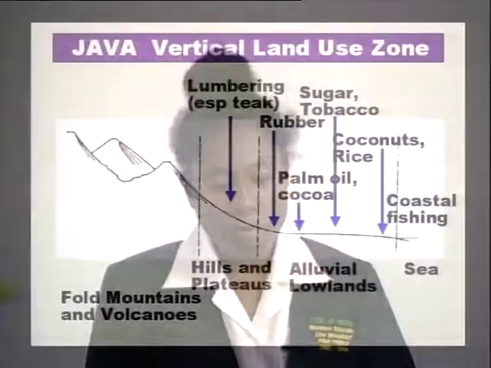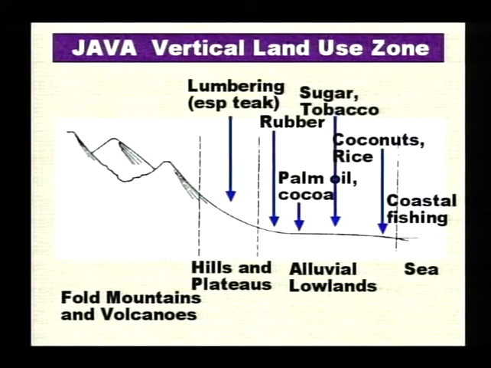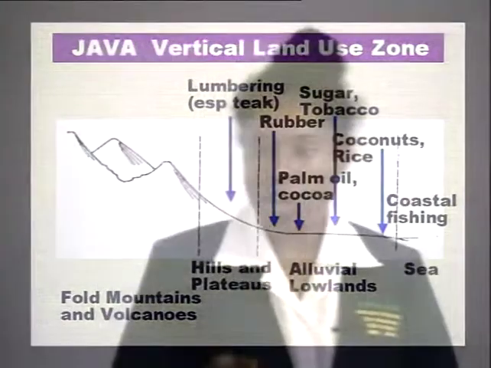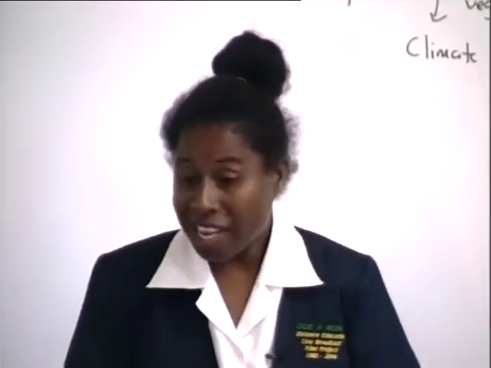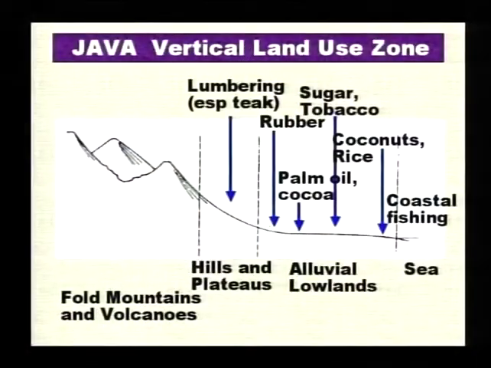Some of the land use that we also looked at from the cross-section, you were asked to make note of yesterday. The fold mountains and the volcanic areas, which are the high mountain areas of Java, the main land uses would be that of rice growing, rubber, vegetables, tea, and coffee. I hope you have made note of that also from your diagrams that you were asked to construct into your exercise book. The hills and the plateaus are mainly for lumbering, especially of teak.